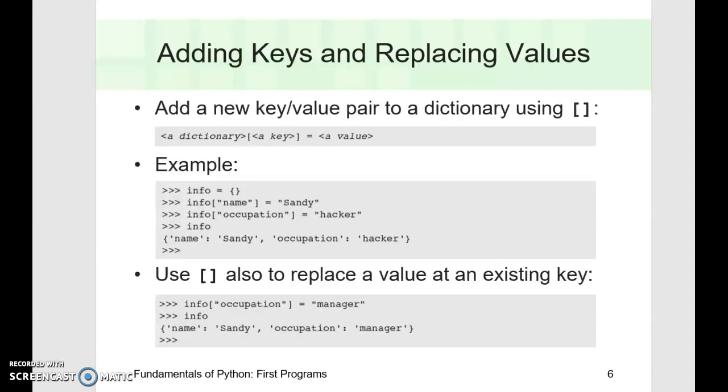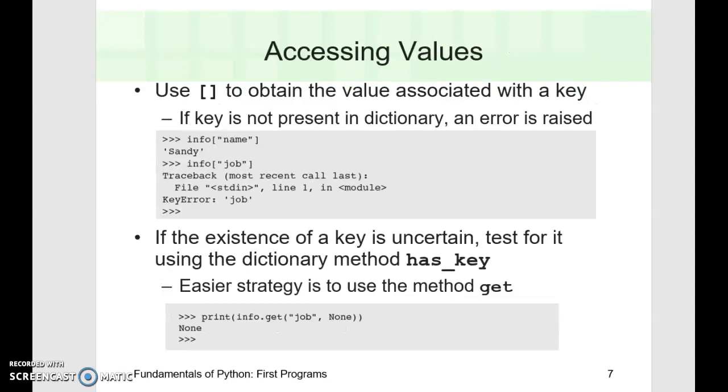We can add a new key using brackets after the name of your dictionary, with the key in brackets. This is similar to what we might have done in the past using indices for an array or a list. But since it's not in order by numbers, but rather by the keys, you assign new values by using the key associations. So you can see in there, info name equals Sandy, info occupation equals hacker. That would create a dictionary that has name and occupation as the keys, and Sandy and hacker as the values.